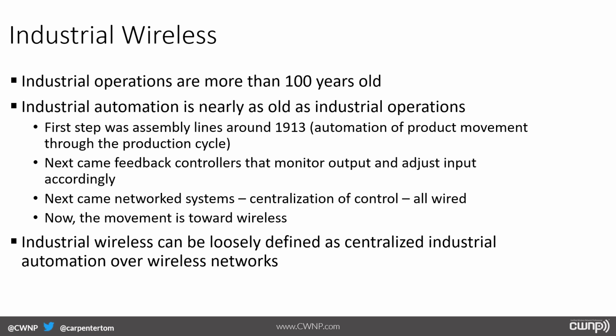Industrial wireless then can be loosely defined as centralized industrial automation over wireless networks. It might not all fit into that automation category. Maybe we're not automatically doing anything. You may have an industrial wireless project where it's just about monitoring and no automated actions are going to be taken. Technically, that might not fall into the category of automation, but you could place it there by simply saying we're automating the monitoring. I mean, if you think about it, how did you monitor a boiler in 1900?